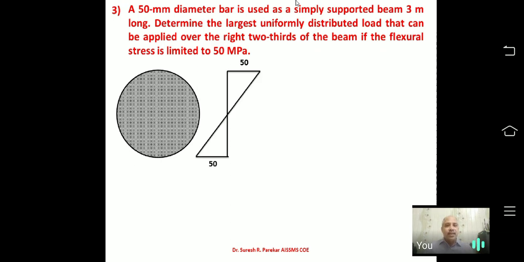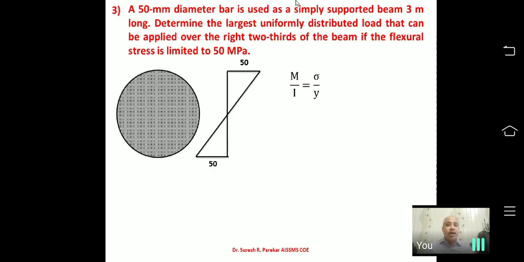Now we have a circular section. The bending stress diagram is given, because values are given. Again, symmetrical section, top and bottom same. So we have 50 top, 50 bottom. What will be Y? The 50 mm diameter is given, so automatically my radius R is 25 millimeter. So my Y is 25 millimeter.